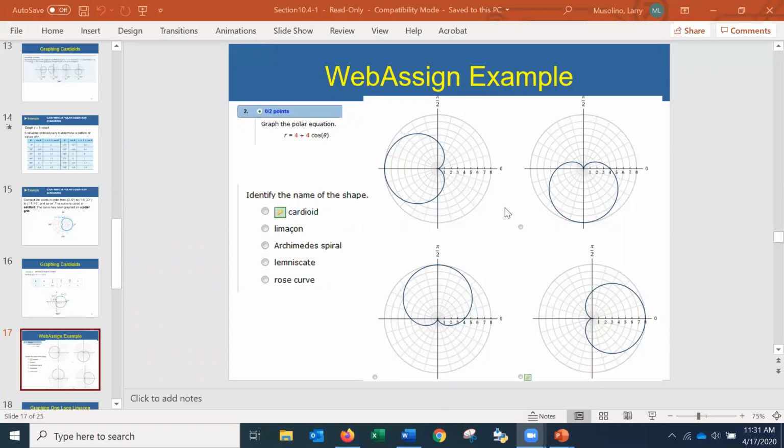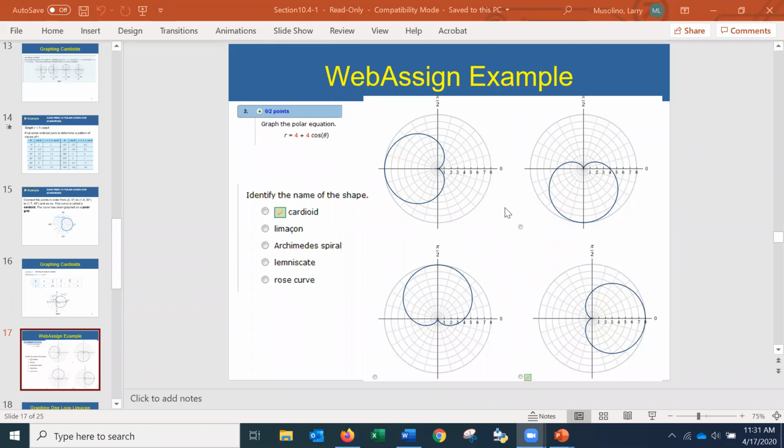I can't see the screen. Oh, sorry about that. I must have clicked the wrong button. Bear with me one second here. Let me get back to screen sharing. There we go. Okay, I'm back to screen sharing.